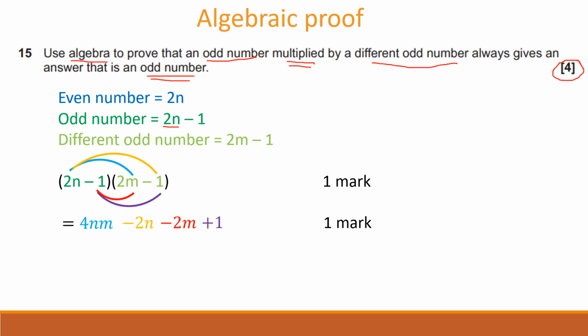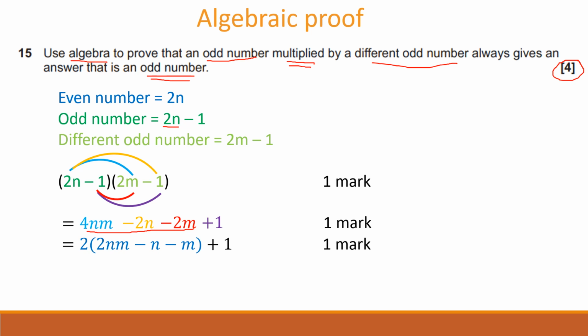Now in this expression here, the first 3 terms, so the 4nm, the minus 2n, and the minus 2m are all even. So I could take a factor of 2 outside the front. So 2 times the 2nm gives me the 4nm. The 2 times the minus n gives me the minus 2n, and the 2 times the minus m gives me minus 2m. So I have factorised this into one bracket.